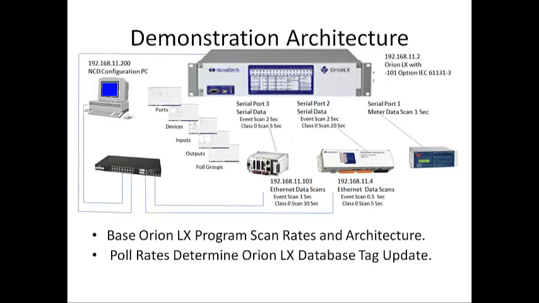The demonstration is built upon a specific architecture, which has been shown in this slide. The NCD configuration PC, which this webinar is being broadcast from, shows the programming environment. The central archive appliance would be the OrionLX. There are 3 serial port connections and 2 Ethernet port connections, as illustrated in this diagram. The Orion has been configured as a master, speaking both DNP and DNP Ethernet to the various DNP-capable devices.